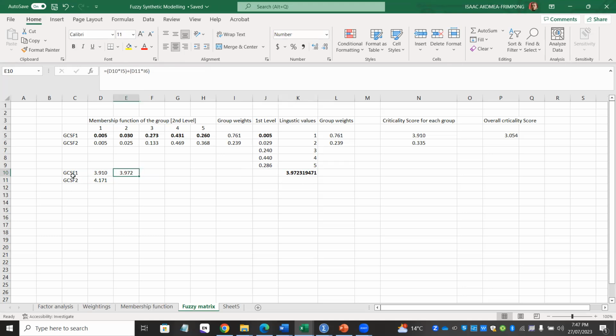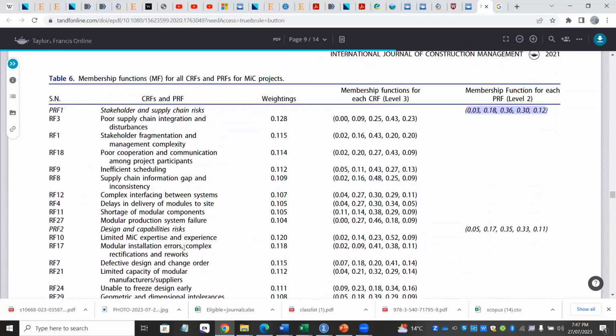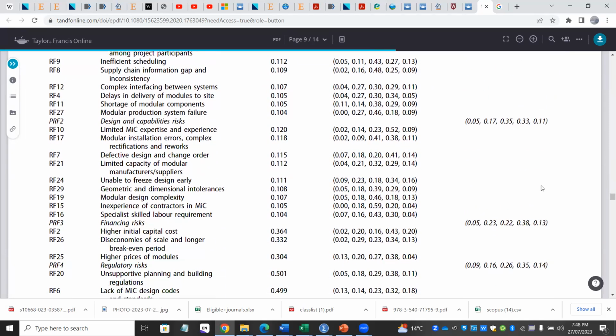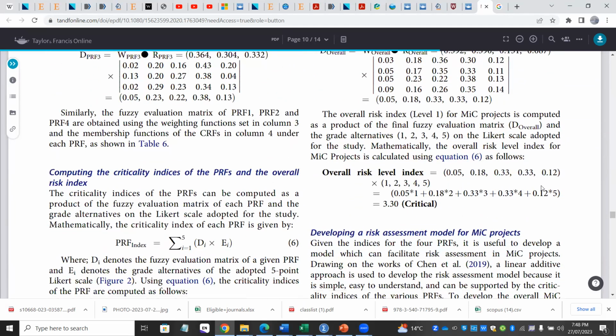0.972. So this is for the individual, and that is what Dr. Wuni did. If you want to look at it group per group, this is what you have to do. You take the last column in this table 6, then you multiply and add with the alternative grade, which in this context we have set as 1 to 5, that is 1, 2, 3, 4, 5, which is somehow related to the Likert scale. Looking at the data set that we use, 1 to 5 is advisable.